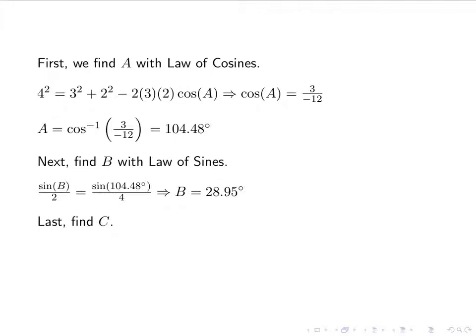And then we're going to find C. So I'm going to take 180 degrees. I'm going to subtract my two angles that I just found. And I'm going to get 46.57 degrees. Okay, so again, I would check it if I were you. Make sure it makes sense.